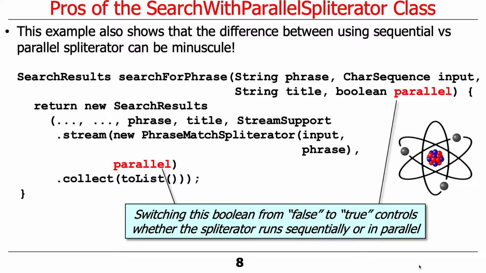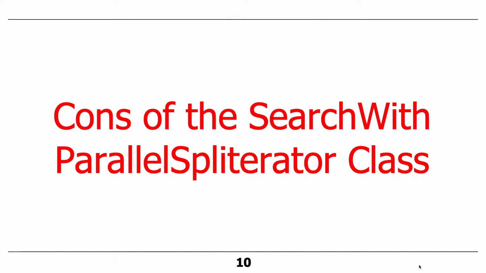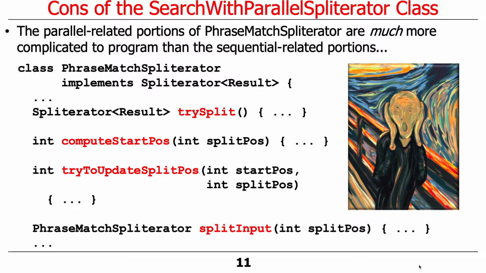Another nice thing, from the point of view of programming, is that this code looked exactly the same. We just switched from true to false or false to true to make it run in parallel. Of course, and here's the dark side of this, it was not easy to implement that phrase match splitterator, especially the try-split method. So that did take some time. So with that caveat in mind, let's talk about the cons of this approach.